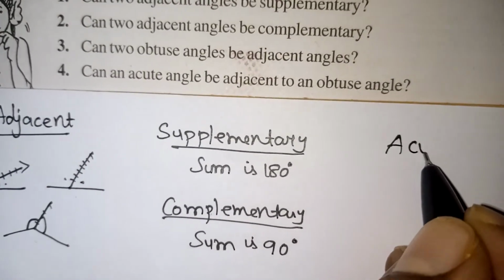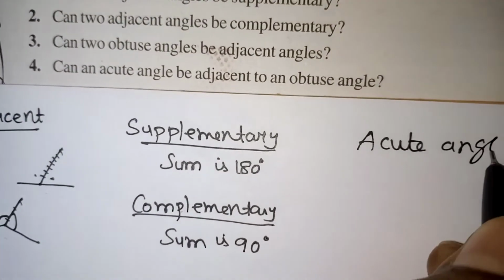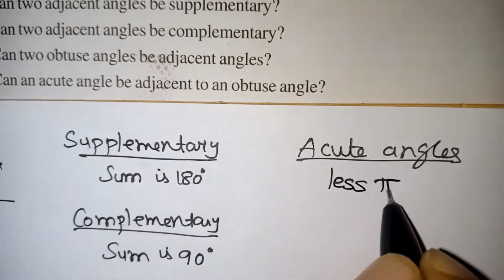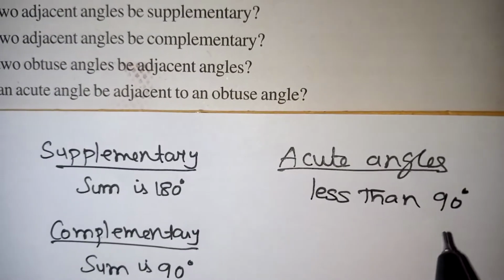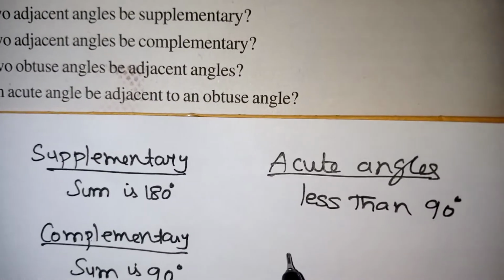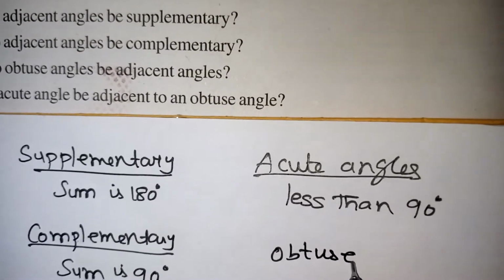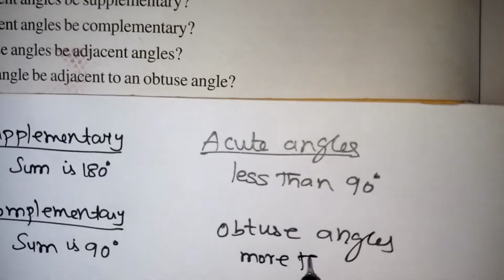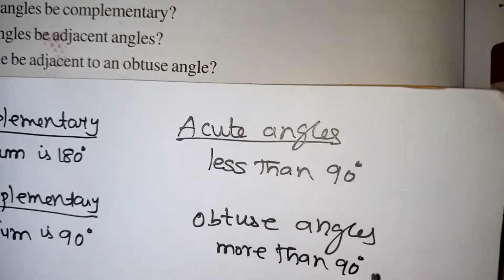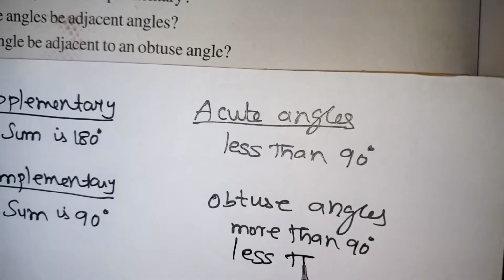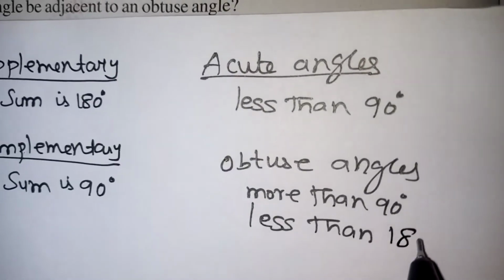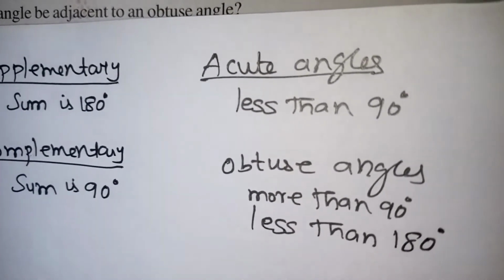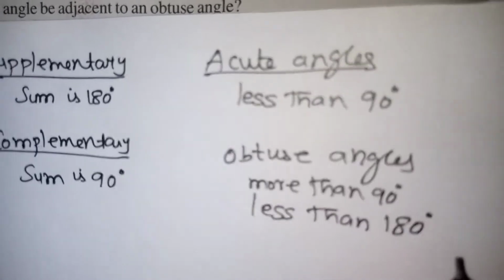Then next we are going to learn what are acute angles. So acute angles are angles less than 90 degree. Greater than 0, less than 90 is called acute angles. Next we are going to learn what are obtuse angles. So obtuse angles are nothing but more than 90 degree, and that should be less than 180 degree. That is called obtuse angle. Exact 90 degree will be called a right angle. More than 180 will be called a reflex angle, that we know already.